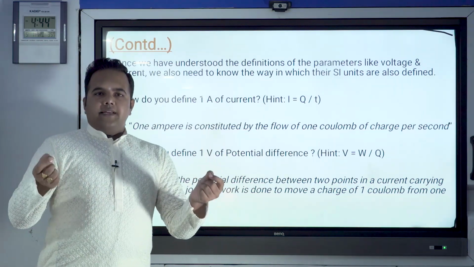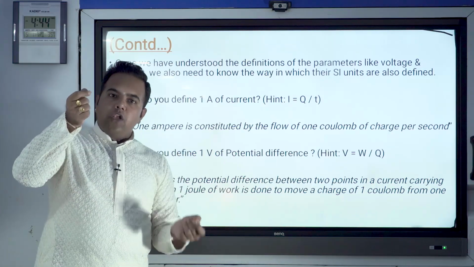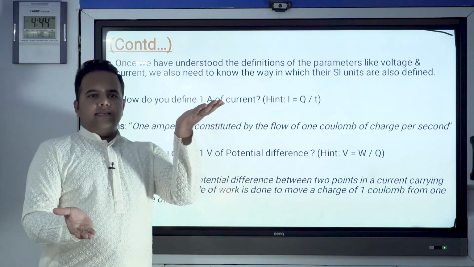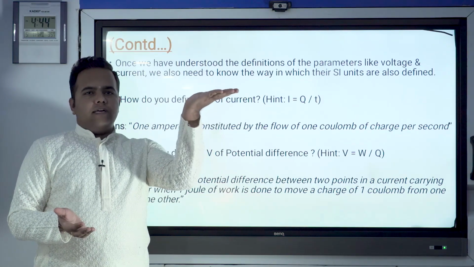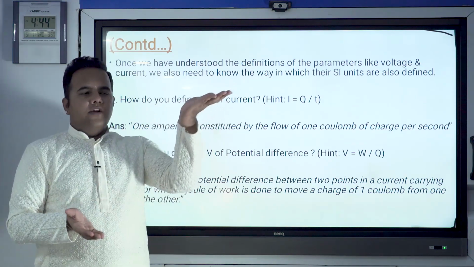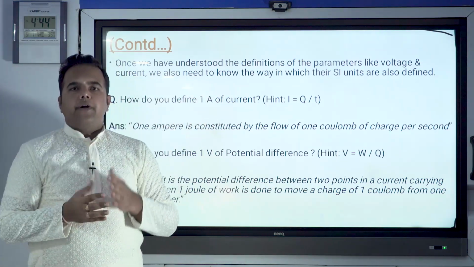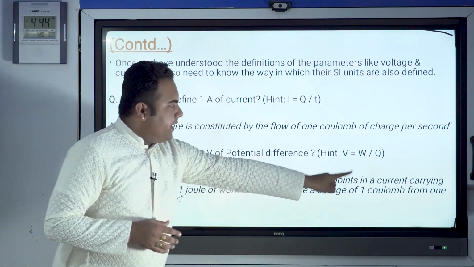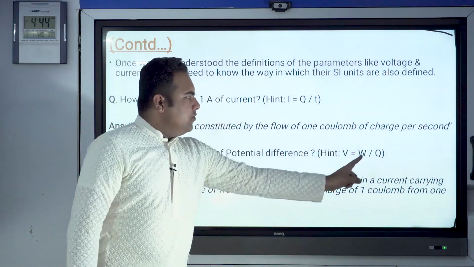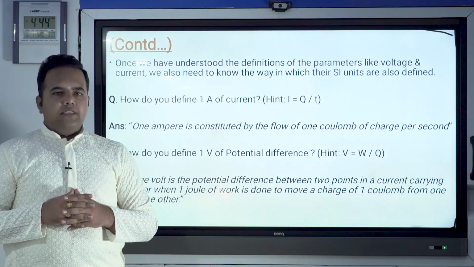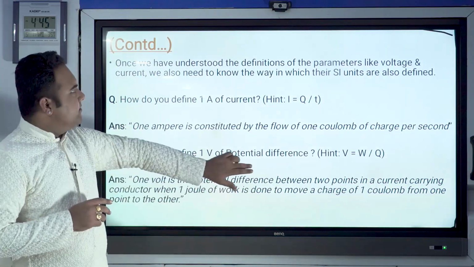So 2 points are there. So for every coulomb of charge to move from here to the lower point. So let's see this. There is a coulomb of charge here, which means a set of electrons are there. So 1 coulomb of charge, if you want to make it flow from this point to the lower point, if you are spending 1 joule, so for moving every coulomb, if we use 1 joule of energy, we say that the potential difference is 1 volt.